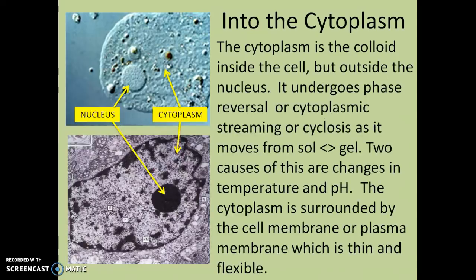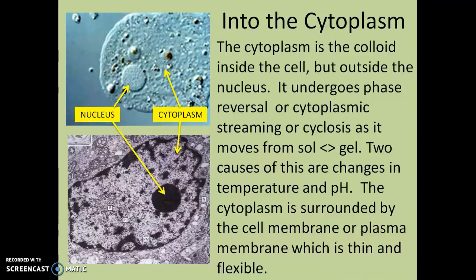All right, the next part is the cytoplasm itself, and this is the colloid inside the cell. It's made up of protoplasm, and that's the most important colloid in nature that we talked about last chapter, I believe, or the chapter before. And it can undergo phase reversal, and another name for phase reversal is cytoplasmic streaming. Another name for cytoplasmic streaming is cyclosis, and that's just, once again, phase reversal, changing from a sol to a gel or a gel into a sol. You will have a question on your test about phase reversal and another name for it.